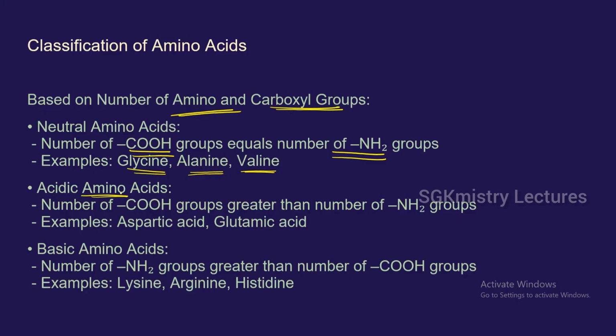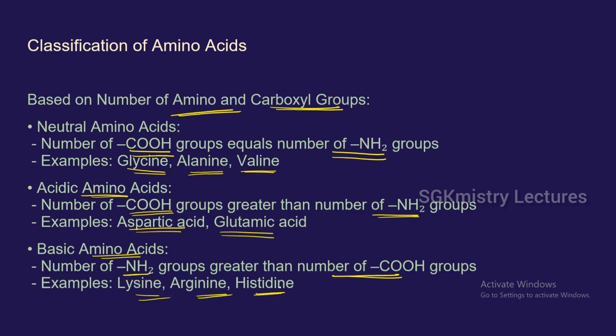Acidic amino acids, as the name indicates, have a number of COOH groups greater than the number of NH2 groups in the molecule. Examples: aspartic acid, glutamic acid. Basic amino acids, as the name indicates, have a number of NH2 groups, which are basic in nature, greater than the number of COOH groups in the molecule. Examples: lysine, arginine, histidine. So this is a classification of the amino acids based on the number of COOH and NH2 groups present in the molecule.